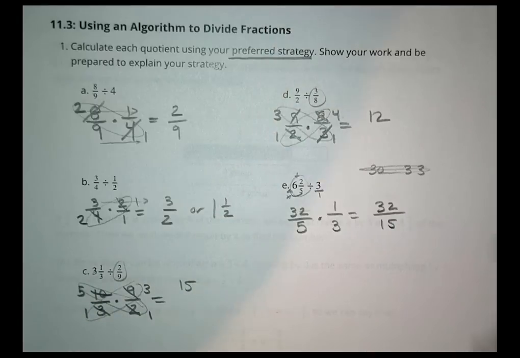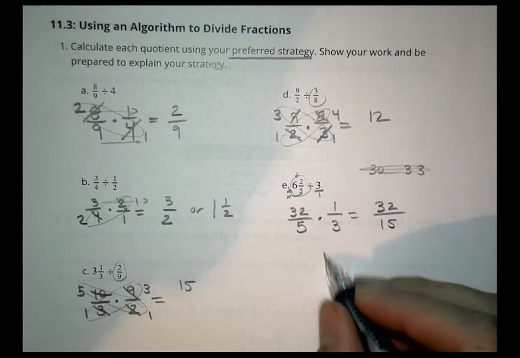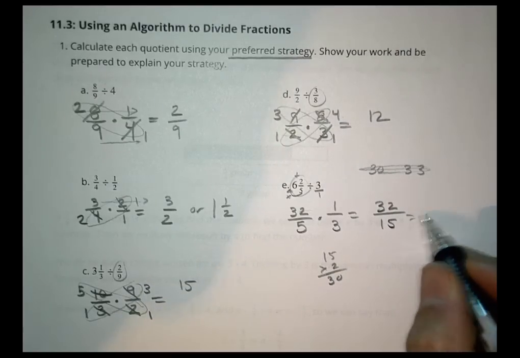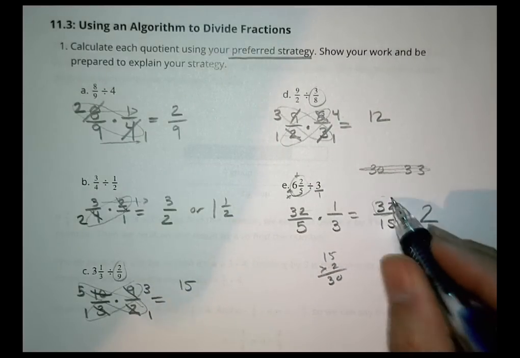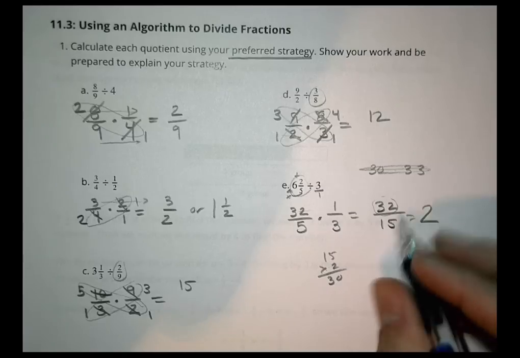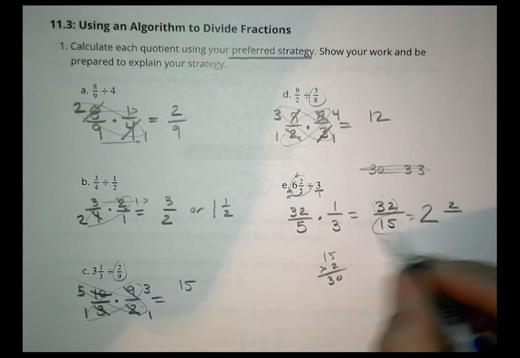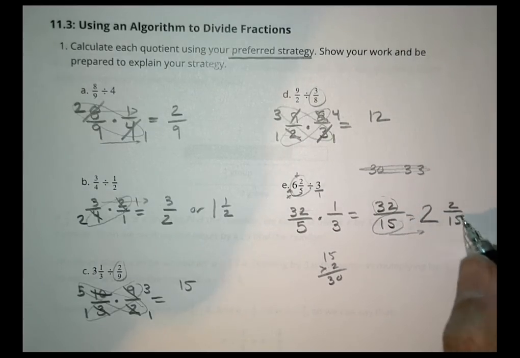We could leave it like that, or we could notice that 15 times 2 is 30, which tells me there are 2 groups of 15 inside of there. And how much is left? 32 minus 30 is 2 left over, and the denominator stays the same, so 2 and 2/15.